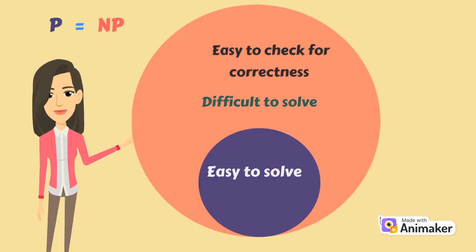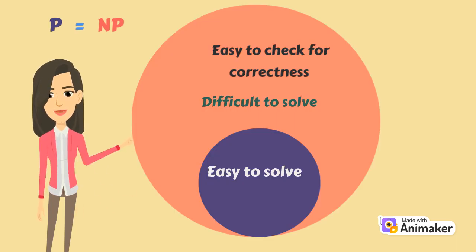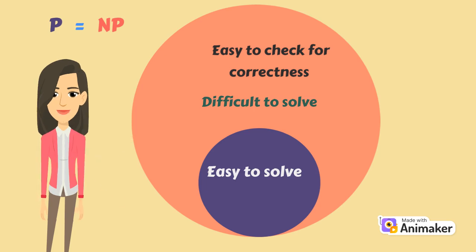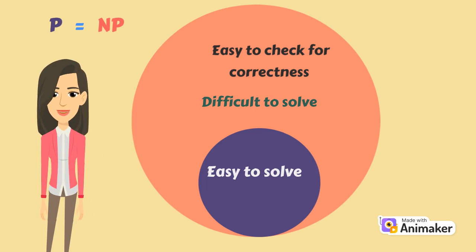To explain it further, we have this diagram. P being equal to NP will mean that it is a problem that is easy to check and solve, or the problems that are checked in polynomial time can also be solved in polynomial time.